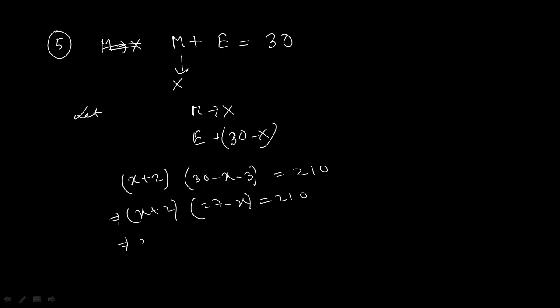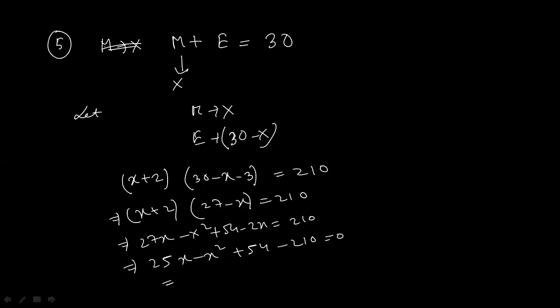Now solve this, it will be 27x minus x square, plus 2 into 27, 54, minus 2x equal to 210. Now see this one, it will be 27x minus 2x, so it will be 25x minus x square plus 54 minus 210 equal to 0. Now if you subtract 54 from 210, it will be 156.